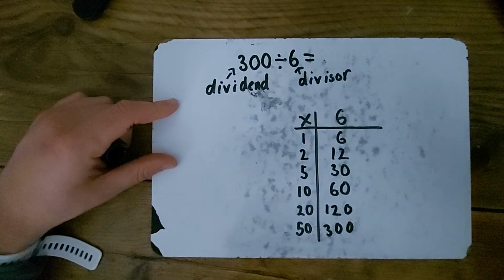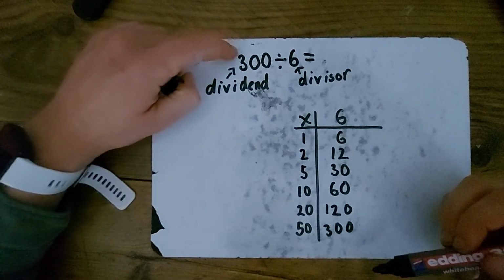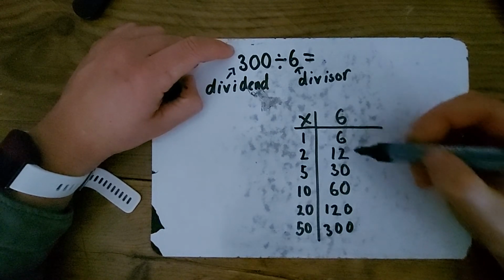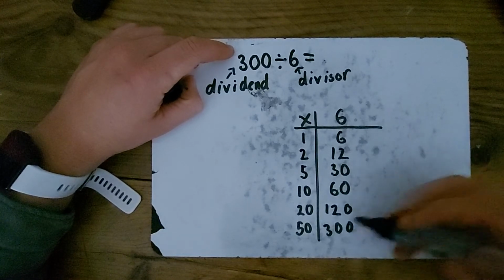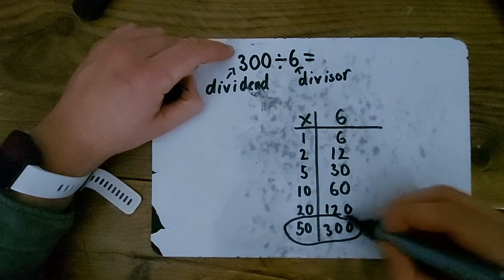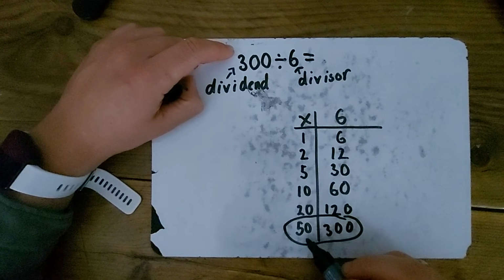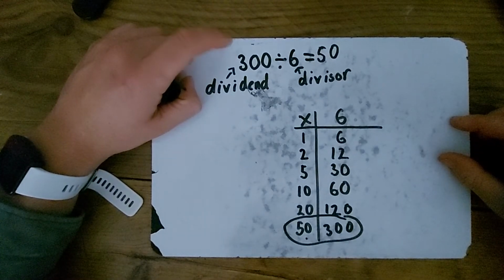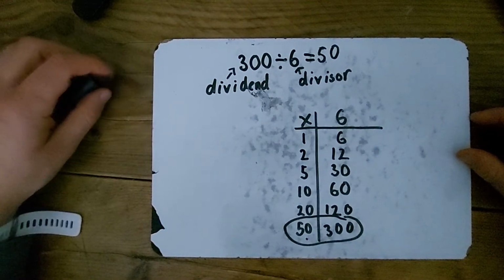Then, if you remember the last success criteria, we look down our coin card and we look for the dividend. We look for a 300. So 6, that's not my dividend, 12, that's not my dividend, 30, no, 60, 120, no, 300, and I circle it. The 300 isn't the answer because that's the dividend, but this is the position it's in. This becomes the answer. So there we go. 300 divided by 6 equals 50, and I've used my coin card to help me to divide.